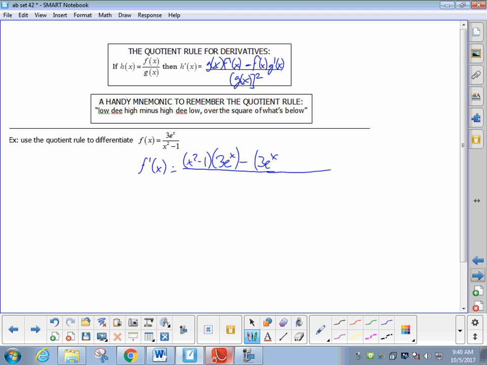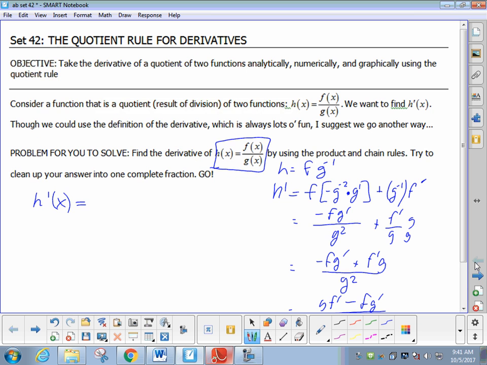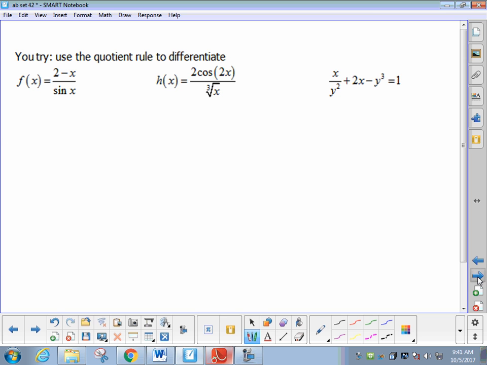D low, what's the derivative of the low? 2x. Over the square of what's below, good algebra skills tell you, hey, I should put parentheses around that before I square it, so the whole thing is squared. That's the quotient rule. It's super duper easy. Now you try. Try the first and second ones on your own, and the implicit gets a little funky, so we'll probably do the implicit together.